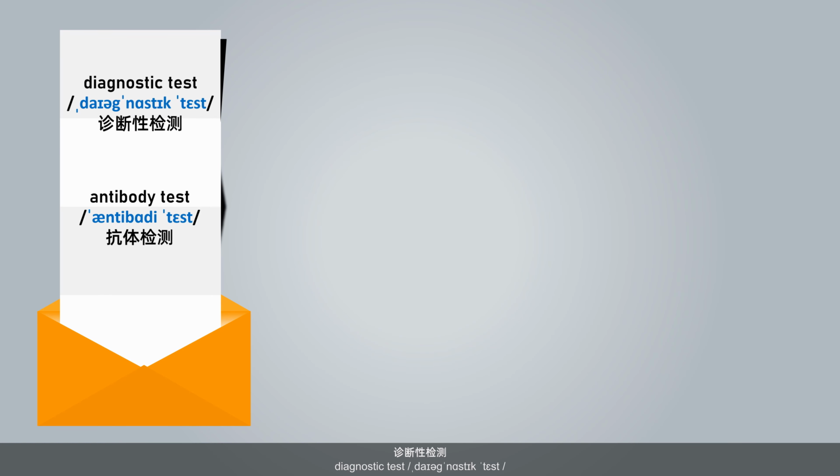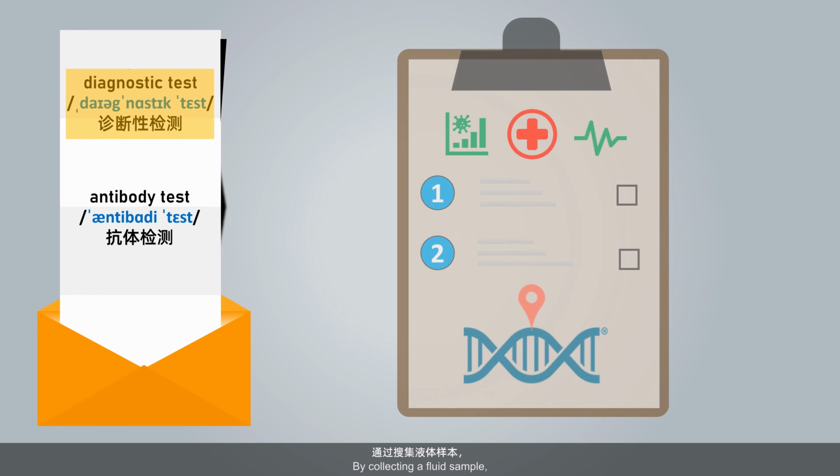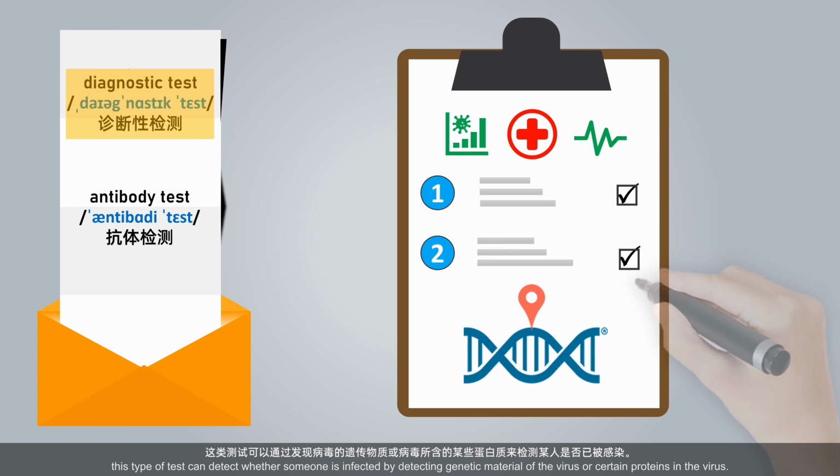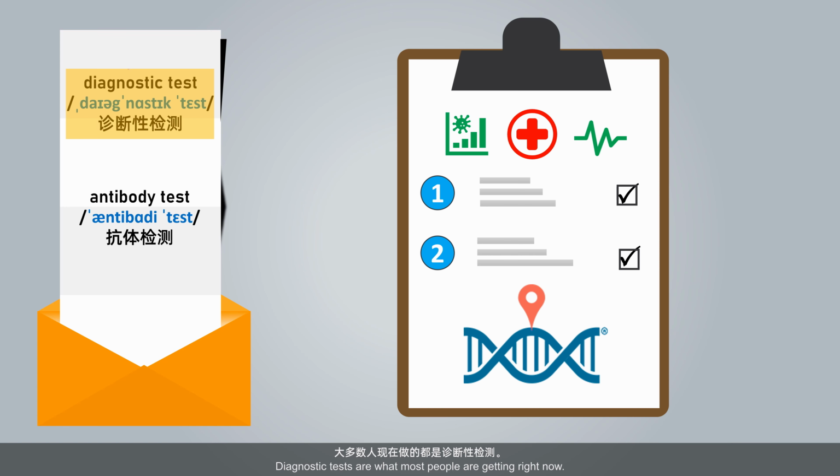Diagnostic test. Antibody test. A diagnostic test is performed to see if you currently have a disease. By collecting a fluid sample, this type of test can detect whether someone is infected by detecting genetic material of the virus or certain proteins in the virus. Diagnostic tests are what most people are getting right now.